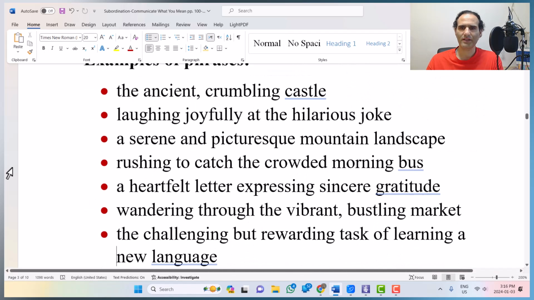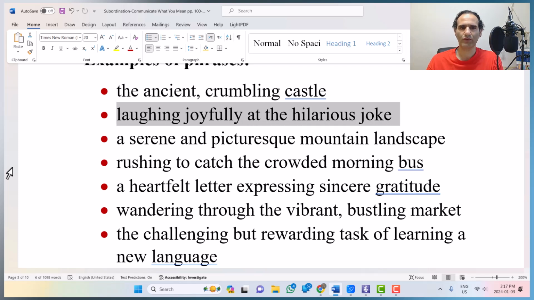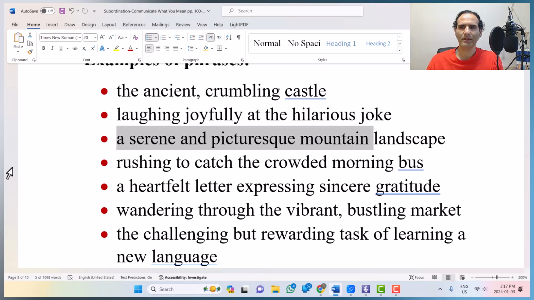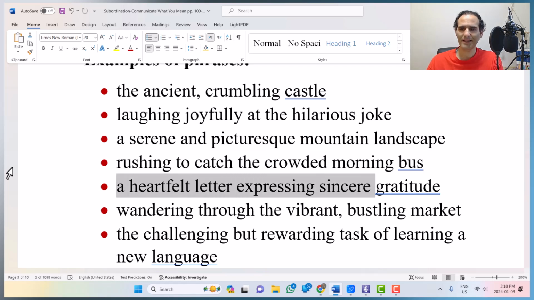Examples of phrases, because they could be kind of tough for language learners. The ancient crumbling castle. Phrase. Laughing joyfully at the hilarious joke. Phrase. A serene and picturesque mountain landscape. Phrase. Rushing to catch the crowded morning bus. Phrase. Okay. A heartfelt letter expressing sincere gratitude.